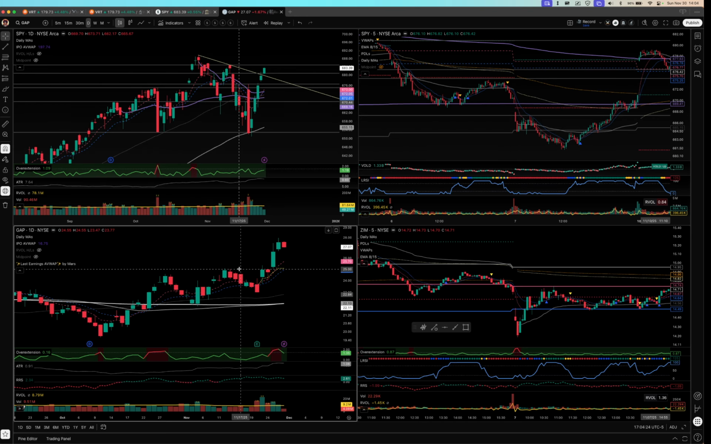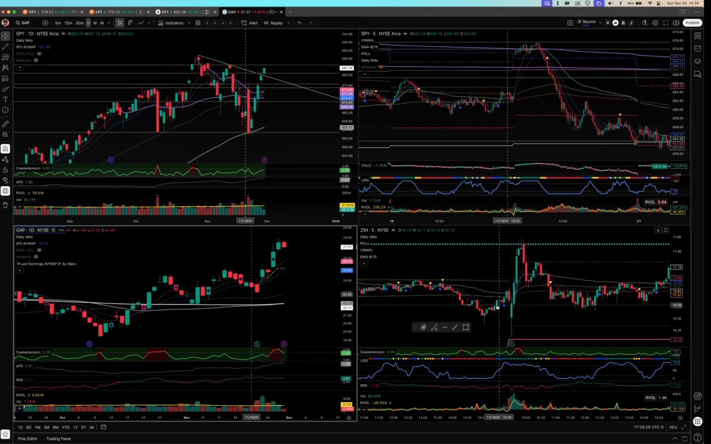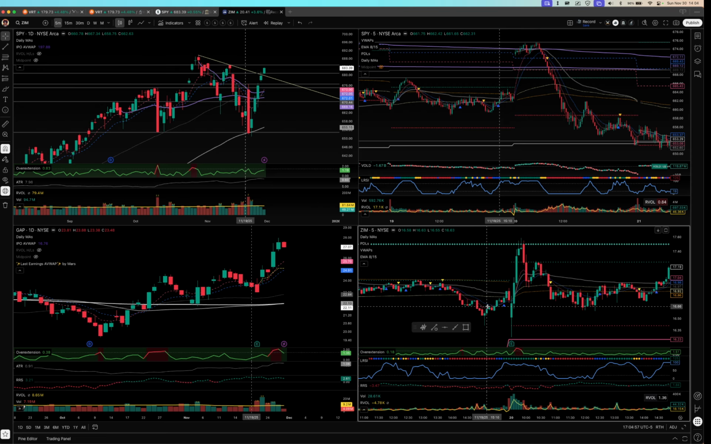Next one that I took was GAP, and I took this on the 20th. Took the 23.50 calls for 16 cents. I took 30 contracts of that. It exceeded earnings 20% of the time. The IV crush was 58%. The option liquidity was 8, so very, very high option liquidity. I got in at 16 cents towards the end of the day, around 3:25.